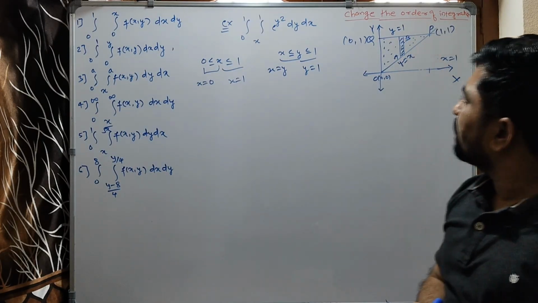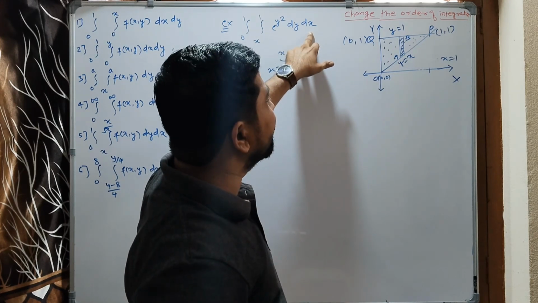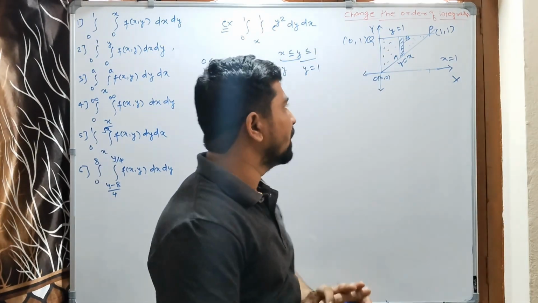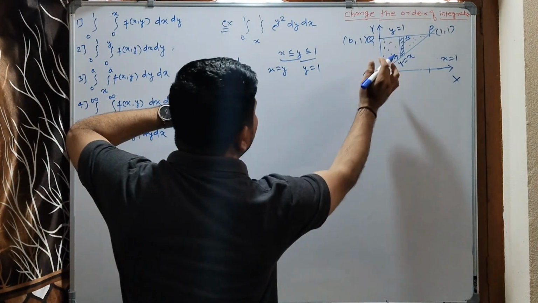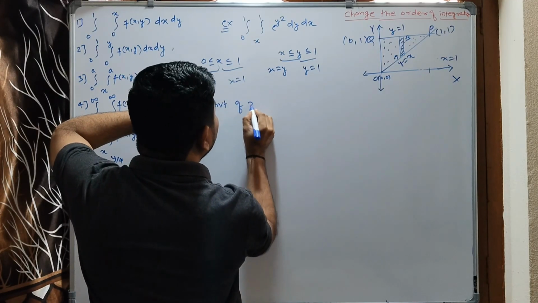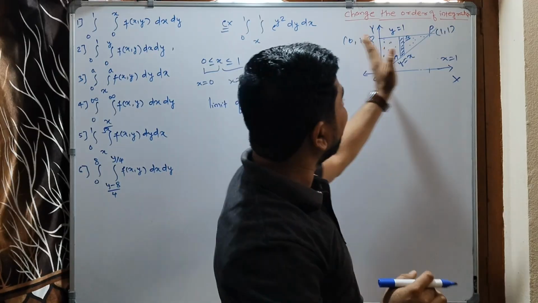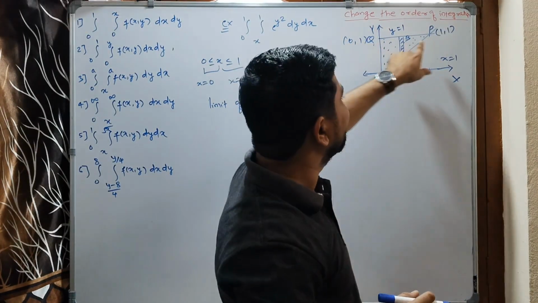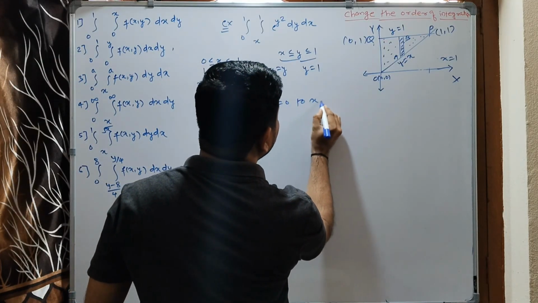Now just observe one thing. This is the integration with respect to dy and then dx. That's why I am using the vertical strip which is parallel to the y axis. Now I want the limits of x. The limits of x along the y axis are x equal to 0 to x equal to 1.